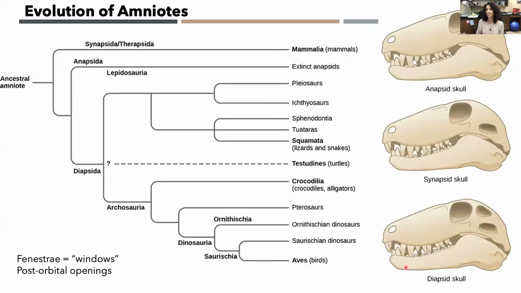mammals. Now, if you remember back to the slide that discussed the evolution of the amniotes, we were talking about the different fenestrae or post-orbital openings. And remember that the synapsids, the animals that have one post-orbital opening, those are all of our mammals. So let's talk about the mammals.